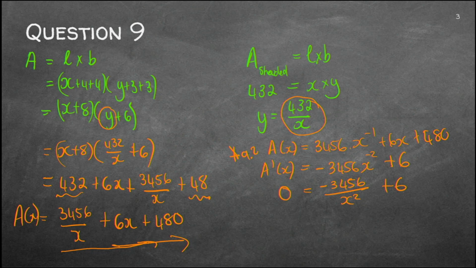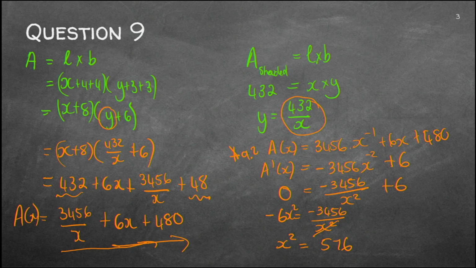And now I need to solve for x. So I would simply say negative 6 is equal to negative 3,456 over x squared. Quickly multiply out with the x squared for me. We divide by the negative 6. So you'll get x squared is equal to 576. How do I solve for x?